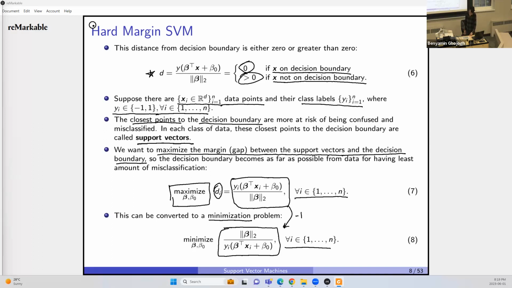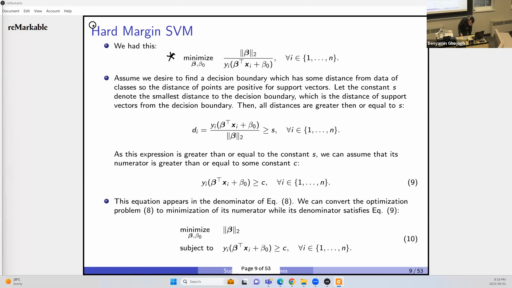Now I repeat it here. Assume we desire to find a decision boundary which has some distance from the data of the classes, so that the distances of points are positive for support vectors. Let the constant S denote the smallest distance to the decision boundary. Do you agree that I have a bunch of distances of the points, and one of the points is closest? If I have two classes, assume my decision boundary is exactly in the middle. So one point from one class and one point from the other class have the smallest distance from this decision boundary, and this distance is the same because it will be in the middle.